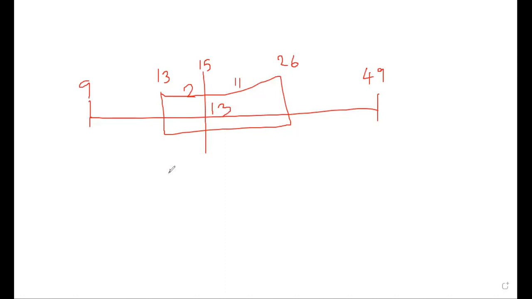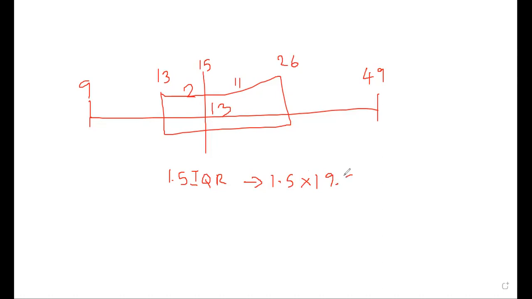Now, 1.5 times IQR is what we call a correction term. So what is our interquartile range? 13. So 13 times 1.5 is 19.5. Now listen to me carefully.